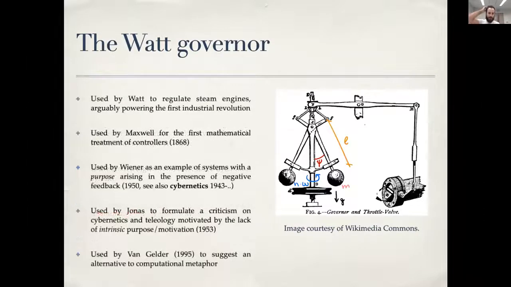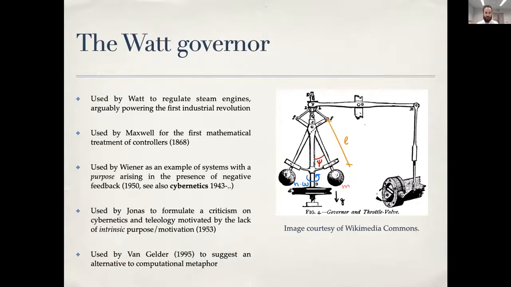The history of this system is quite long. It goes back to James Watt, who first used it to control steam engines and essentially power the first industrial revolution. It was first studied formally by Maxwell in 1868. The paper was then rediscovered by Wiener, who used it as an example for cybernetic systems, examples of negative feedback, examples of teleological systems, examples of systems with a purpose.